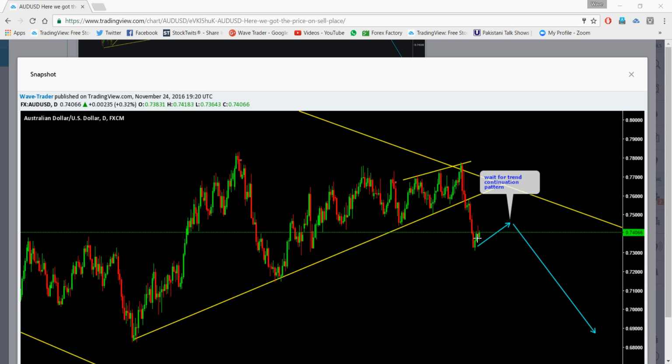Okay, so this pattern we were anticipating, you know why we were anticipating this pattern? What was the crystal ball, or what was the reason that price was going to form this trend continuation pattern? Anyone have an idea about this? Anyone got the idea why we were anticipating this trend continuation pattern?